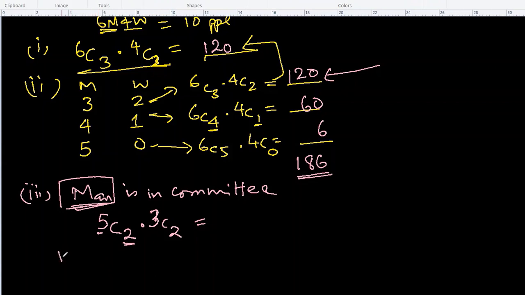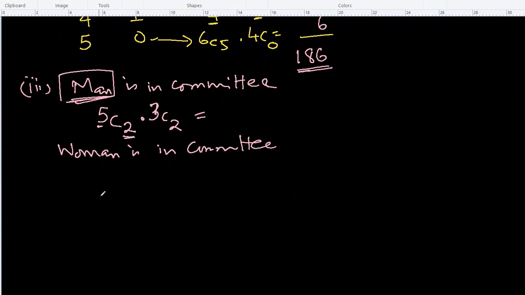Second case can be that the woman is in the committee. Because she refused to be in the committee with the man, in this case she accepted since the man is not there. So in that case, we will select 5C3. We will select 3 men from the remaining 5, and this woman is definitely there. So we have to select only 1 woman now from the remaining 3 women.